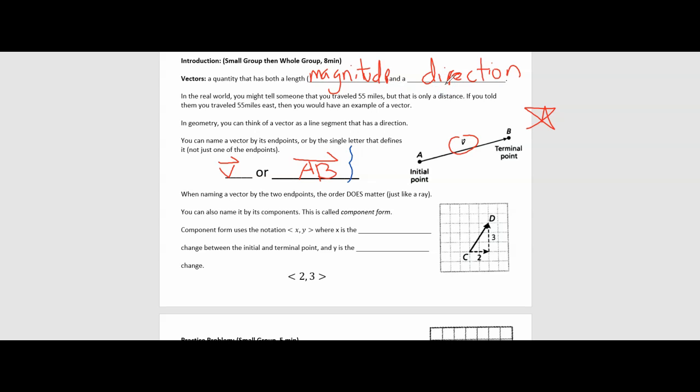Technically, you could write it like this rather, but you would still say vector AB, right? Because A is your initial point, and that's what you would start by saying. It's kind of like a ray, right? If I'm naming a ray, I could say ray AB. If I wrote it this way, I would still call it ray AB. I wouldn't call it ray BA, because you're going to start with the initial point.